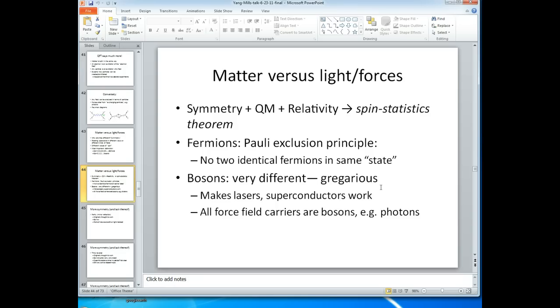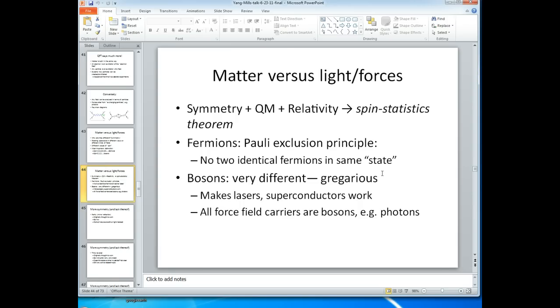Bosons are very different. They're more gregarious. They like to be in the same state. There's lots of reasons that they might not be in the same state, but there's actually a tendency for them to be in the same state. And so, for example, a laser is something where you set up conditions inside a material so that photons tend to want to get into exactly the same state.